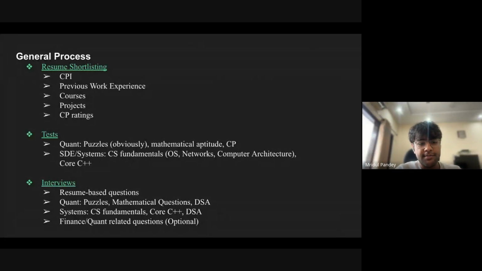And then the interviews, there are three or four rounds, and they have varying levels of difficulty. The interviews for quant roles usually start with some puzzles and math-based questions, and they also include some questions on DSA and CP. Some companies even ask some questions on finance, though they don't really expect you to know a lot about finance, but having a basic idea of how the market works is seen as good.